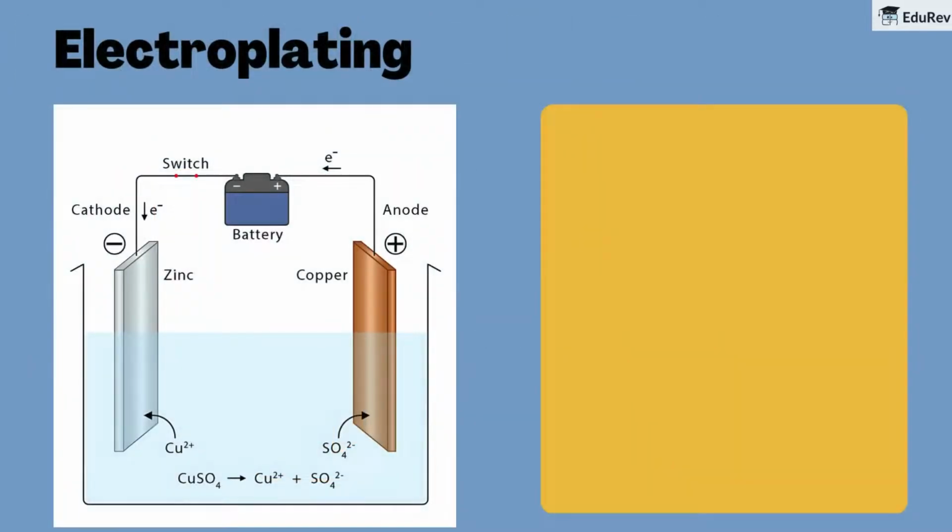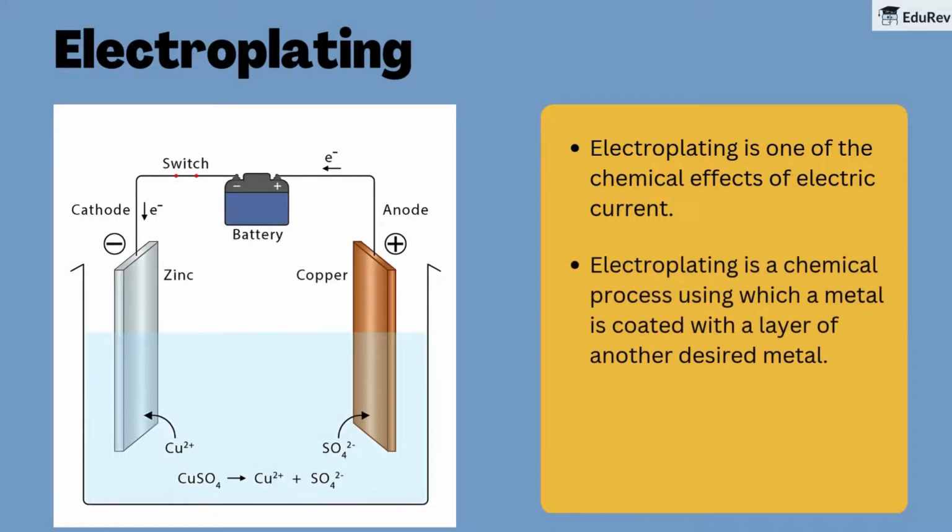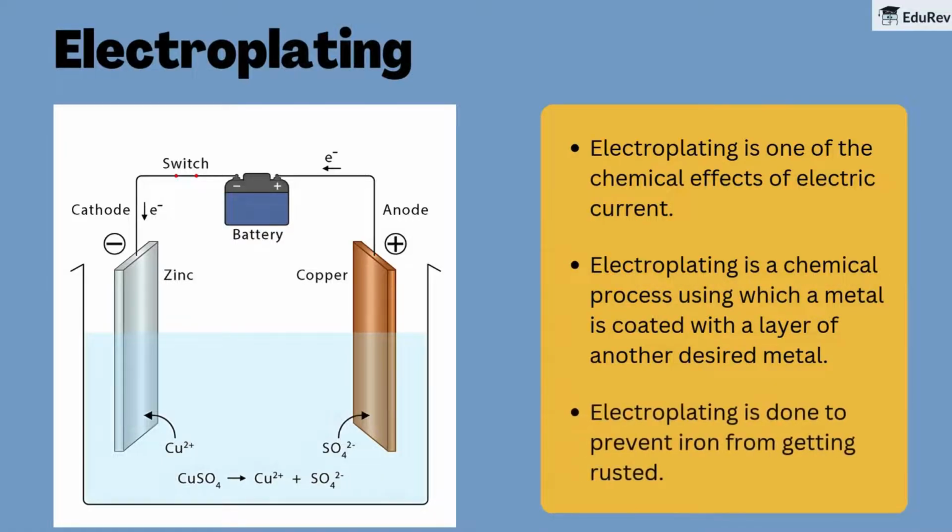Let us now learn about electroplating. Electroplating is one of the chemical effects of electric current. Electroplating is a chemical process using which a metal is coated with a layer of another desired metal. Electroplating is done to prevent iron from getting rusted.